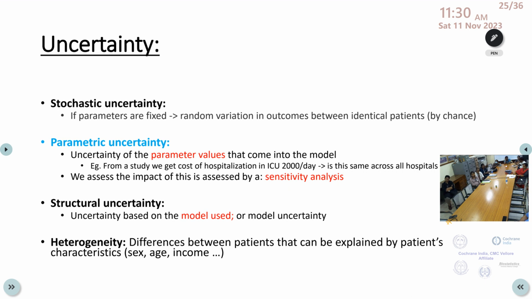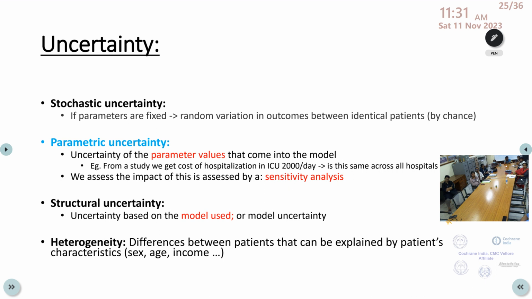Now the parametric uncertainty is if my cost of hospital stay in ICU for 1 day is 2,000 rupees in CMC, it doesn't mean Narayani or any other hospital is going to be the same 2,000. So is this 2,000 which I have used for the study going to be the same? It's not going to be the same everywhere. So if these values differ, how will the outcome differ? That is what we look at when doing a sensitivity analysis.